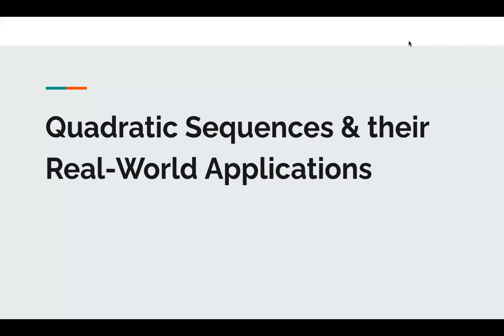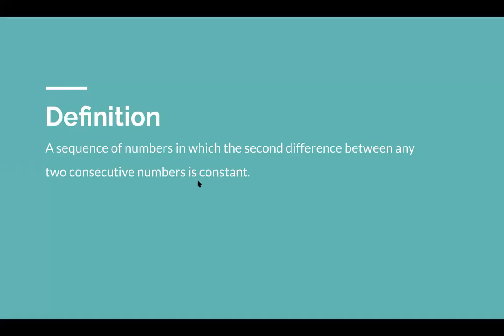I'm using one of the slides that was prepared by a group of my students. Now, the first question is: what is a quadratic sequence? How do you identify a quadratic sequence? As per the definition, if the second difference is constant between consecutive terms, it is called a quadratic sequence. So let's take an example.